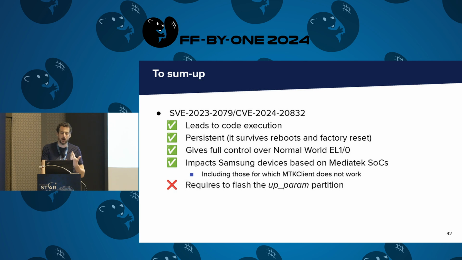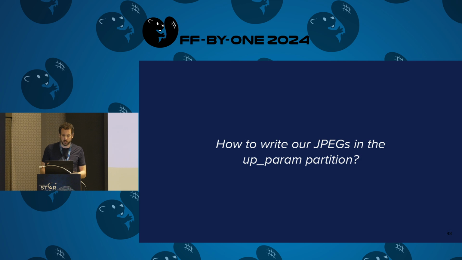Now there is still one issue regarding our objective, which is to take control over the full system: we need a way to flash these JPEGs on the device without being already privileged. So how to do this? This is the question we ask now and the one we will try to answer.